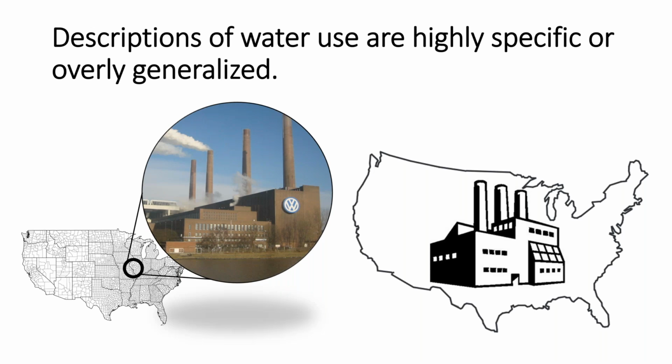And so oftentimes they're very, very specific. Maybe a study has taken place in a small town, and they look at a specific company. I show the example here of some Volkswagen plant, and maybe the study looks at how much water is being used within that plant. And so they take some kind of audit and determine how much water is being used.